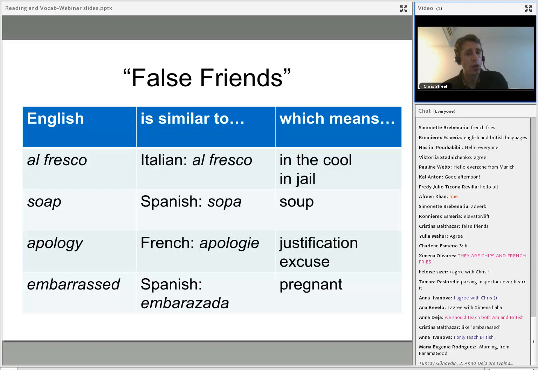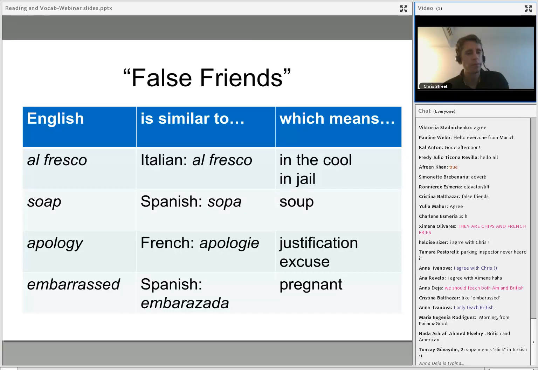In English, we've got the word apology. In French, there's a similar word, apologie, but it has a different meaning in French. It means justification or excuse. And perhaps one that could cause some embarrassment. In English, we've got the word embarrassed. In Spanish, it sounds like the same word, embarazada, but embarazada, apparently, I don't speak Spanish, but apparently it means you're pregnant.